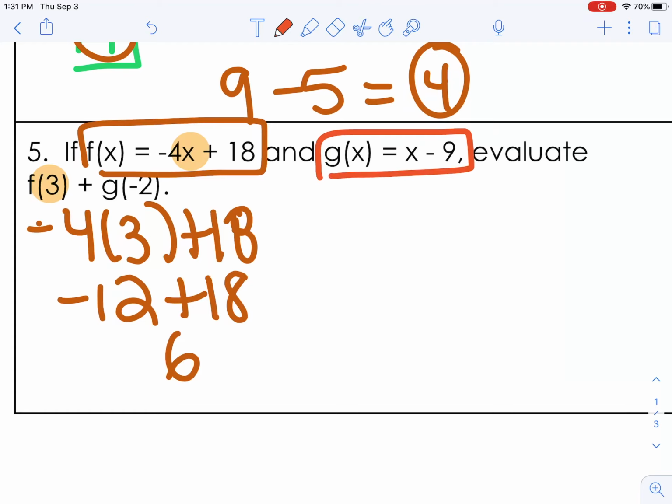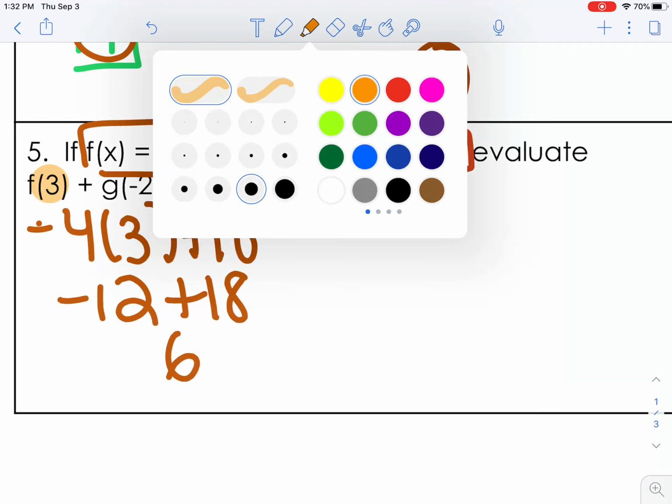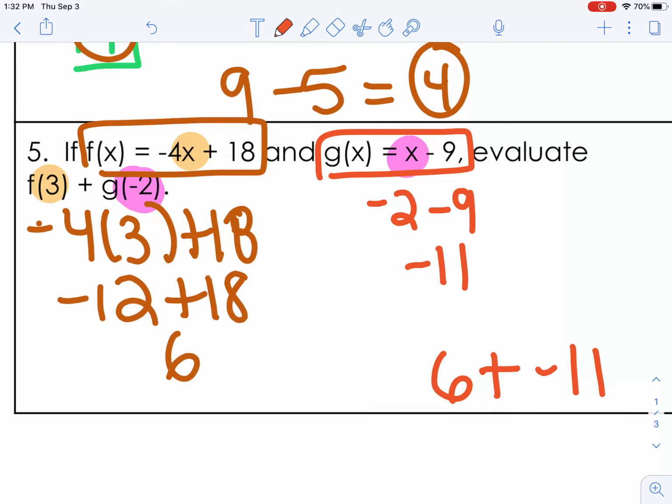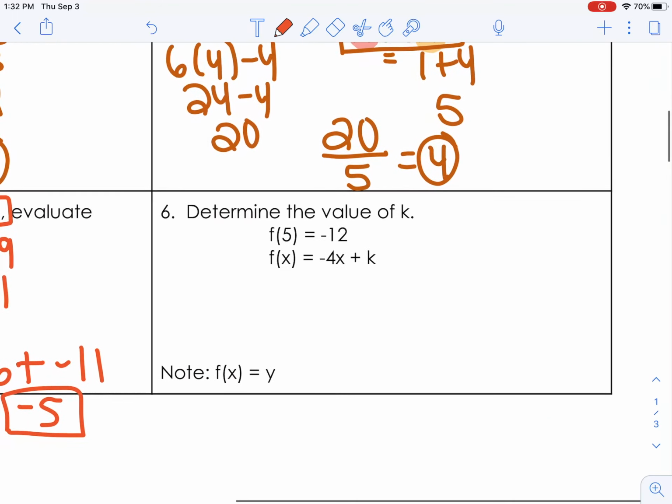Now for g of x, we are going to be plugging in negative 2. So instead of writing x minus 9, we're going to write negative 2 minus 9. Negative 2 minus 9 is negative 11. So we're going to take both of those values and evaluate f of 3 plus g of negative 2. Well, f of 3 was 6, and g of negative 2 is negative 11. 6 plus negative 11 is negative 5. That is our answer.